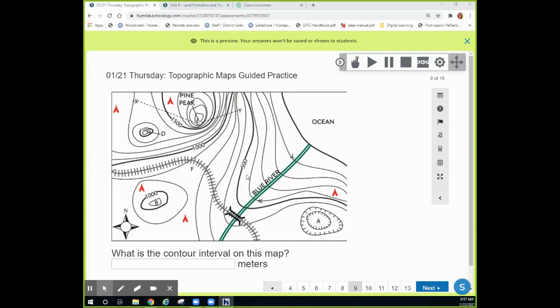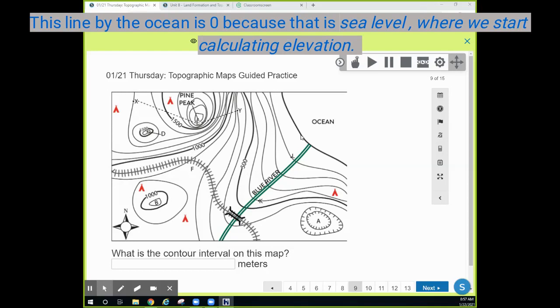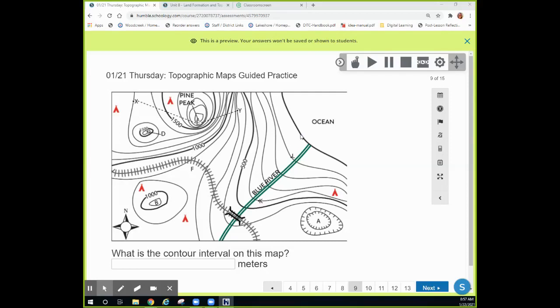So one way to do that is to subtract your index lines. 500 minus 0 is 500. And then you're going to divide by 5 lines. You will always divide by 5 lines. So 500 minus 0 equals 500, divided by 5 means each line's increasing by 100 meters. And we can check that by knowing that this is 0, so this is 100. This means that's 200, 300, 400, 500. So we just proved that each line is increasing by 100 meters, and that is what our contour interval is.